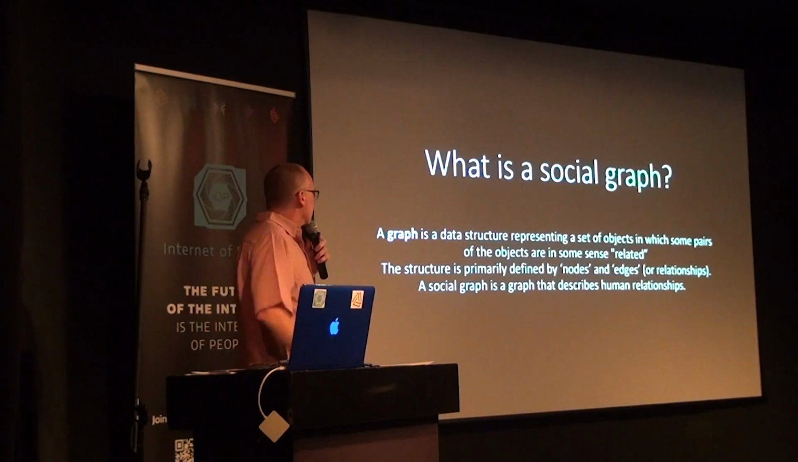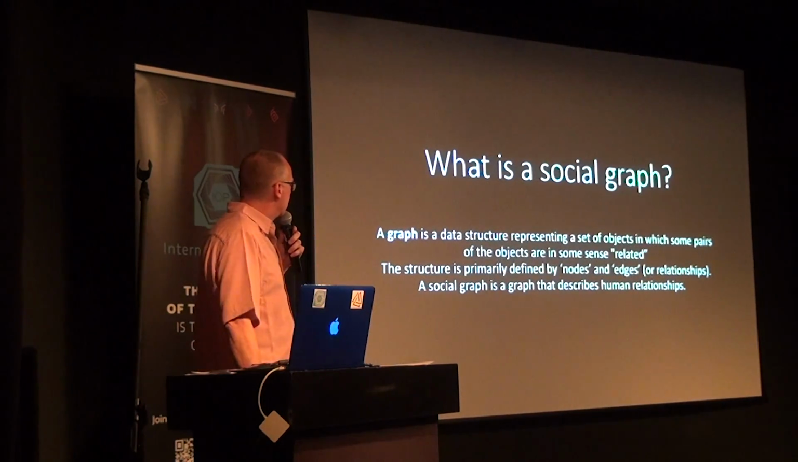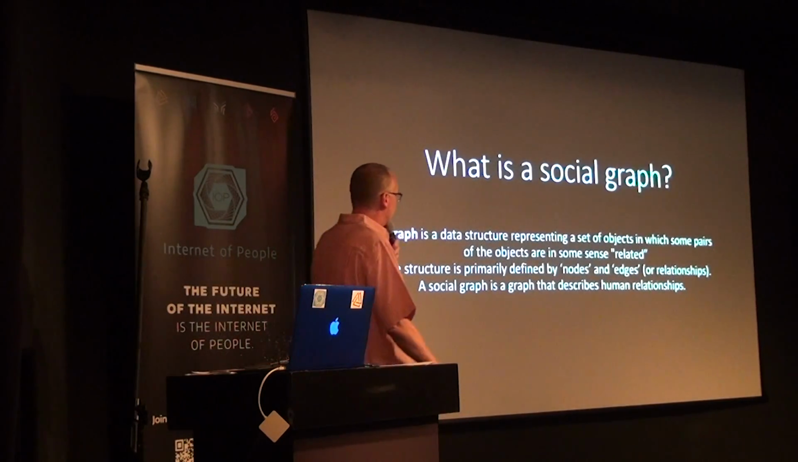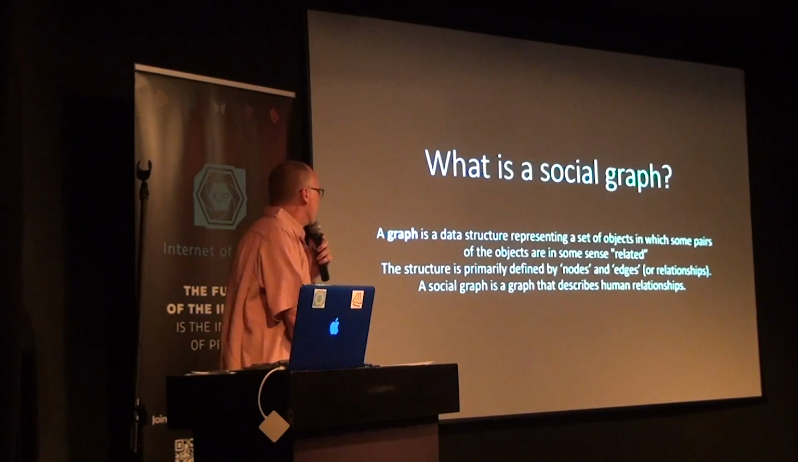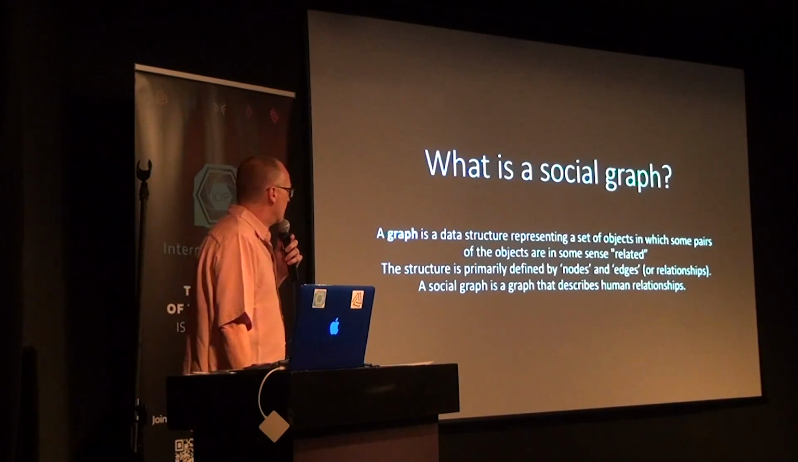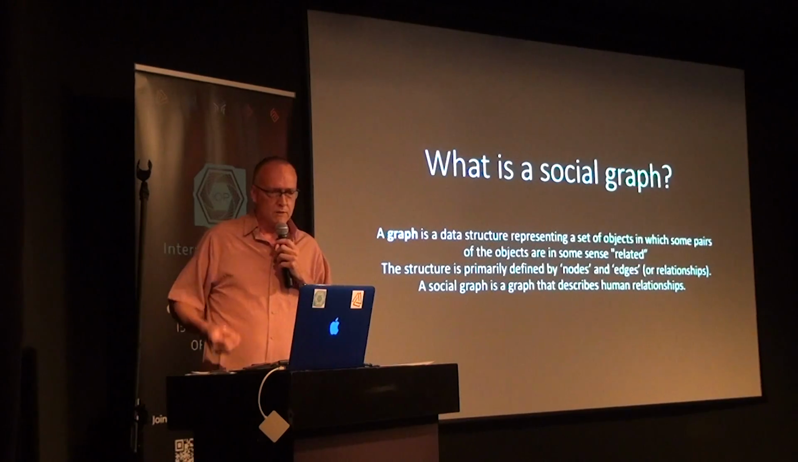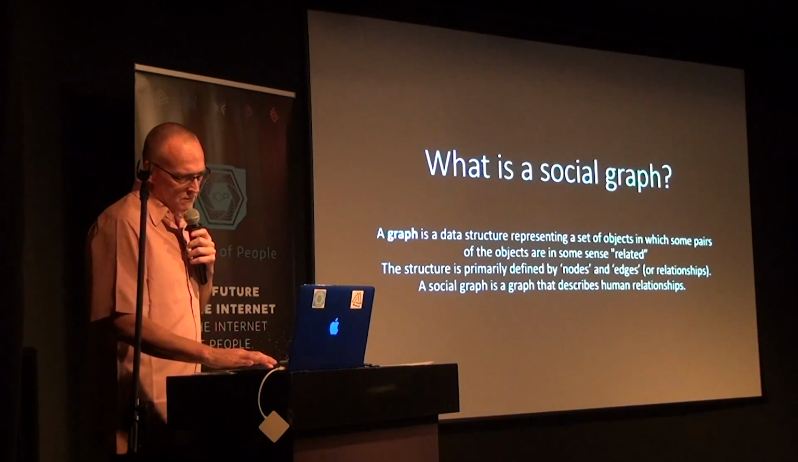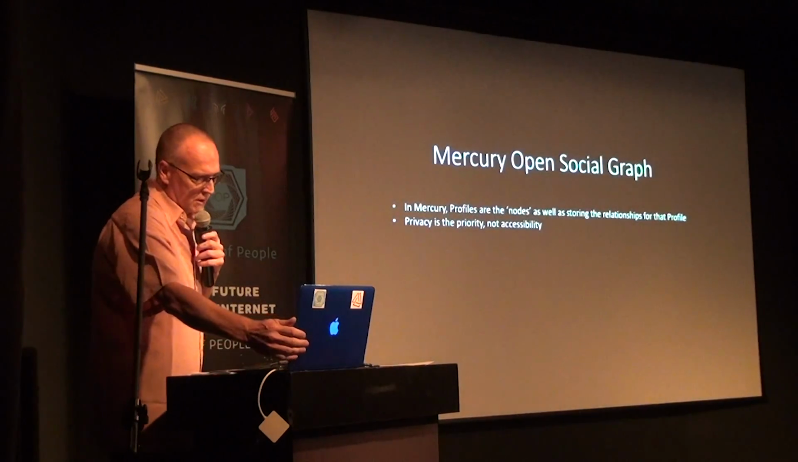So all of the big companies that have social networks, and some that don't really even have what you would call a social network, like Microsoft, have huge graph databases that they expose through APIs for developers. So this is an attempt to take the idea of a social graph and try to apply it to a decentralized solution, in particular Mercury.